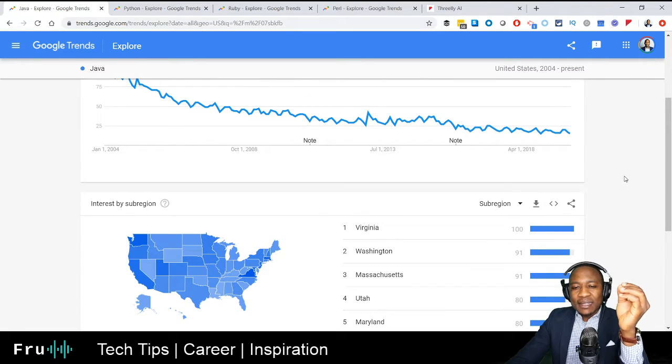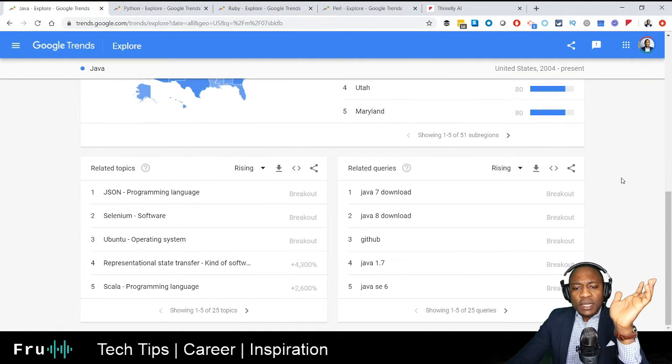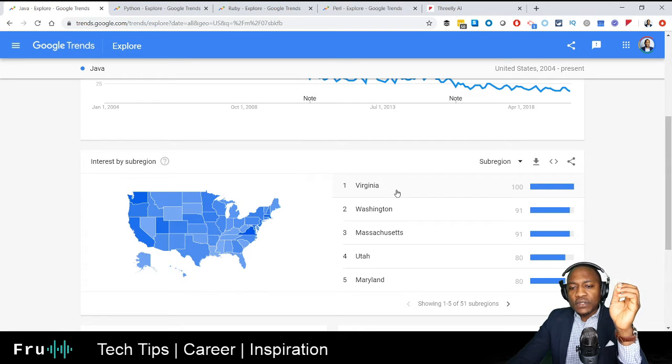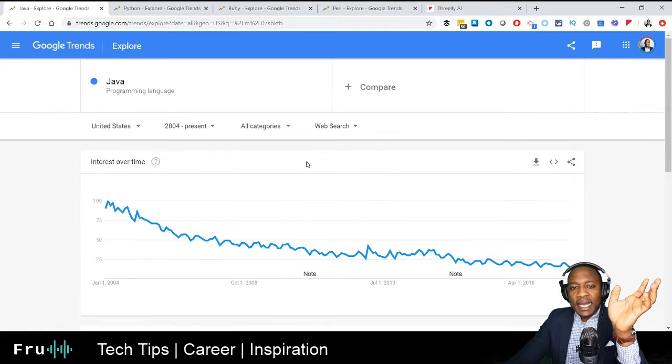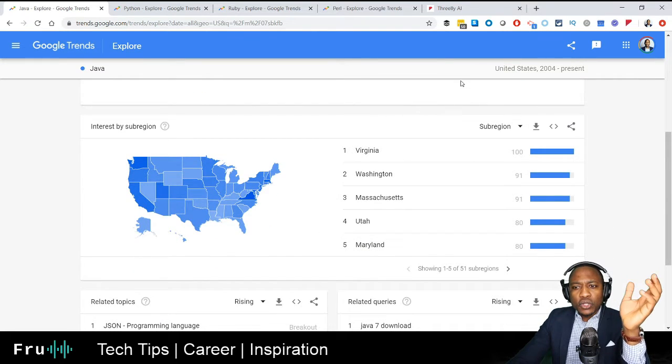I'll be asking, but why is this happening? Why is Java kind of going down? This is something I'll pay attention to. And then here you can see when people search for Java, they're searching about Java download, Java 7, Java 8, and such. The states where people search for Java a lot: Virginia, Washington, Massachusetts, Utah, Maryland, and more. So you can get some geographical ideas. Now if you're watching this in different parts of the world, you might want to tune these searches to show results for your own area.